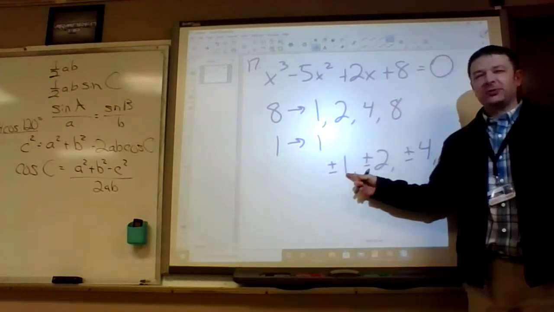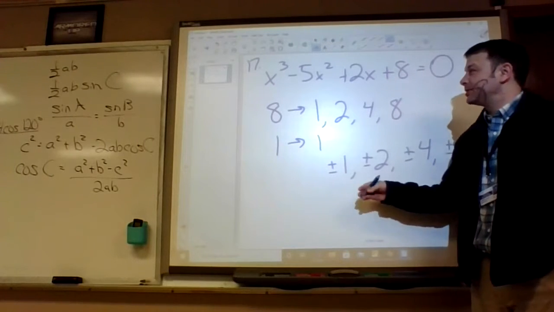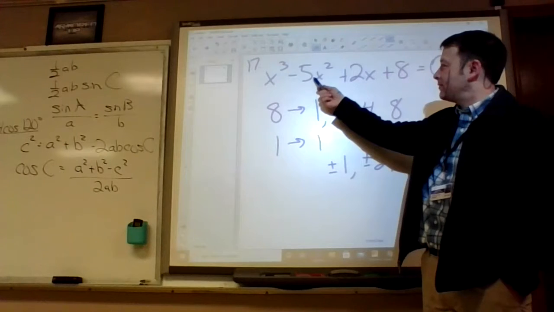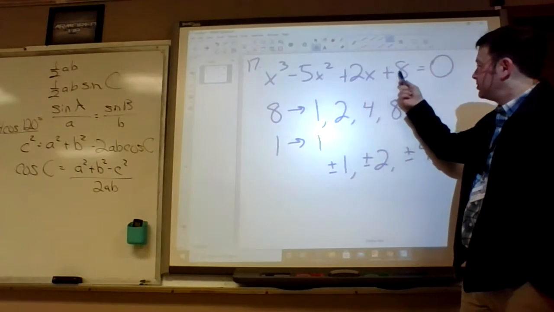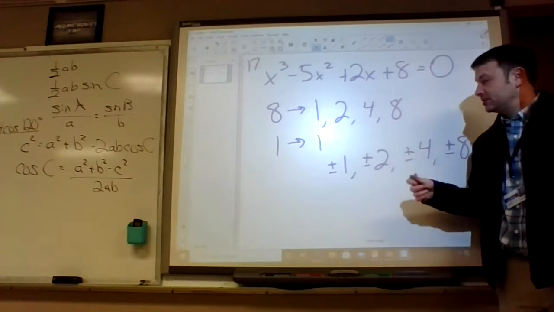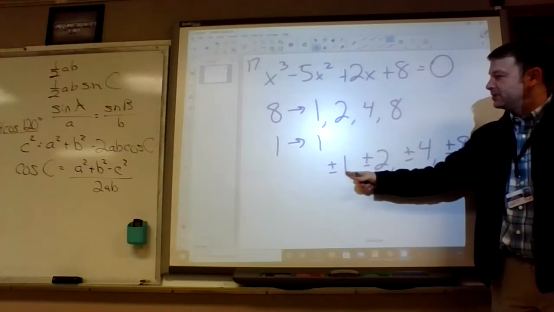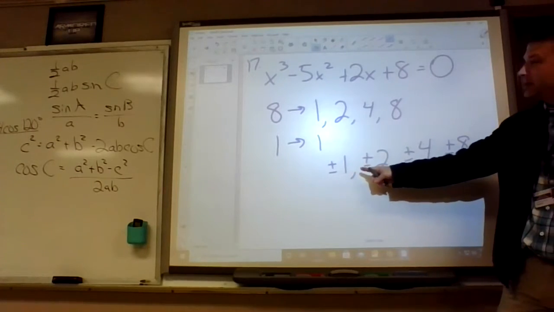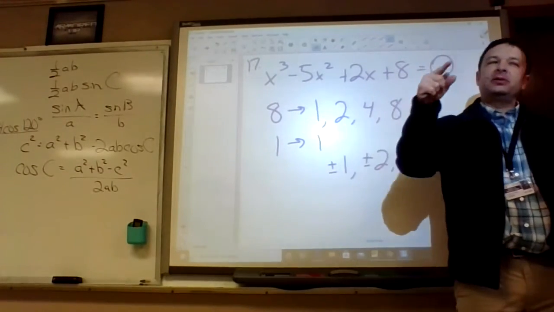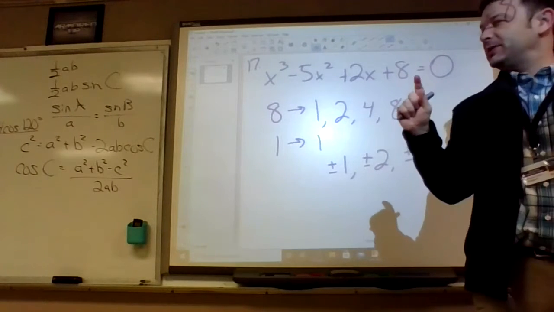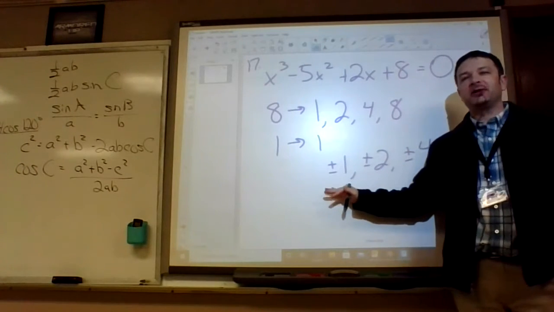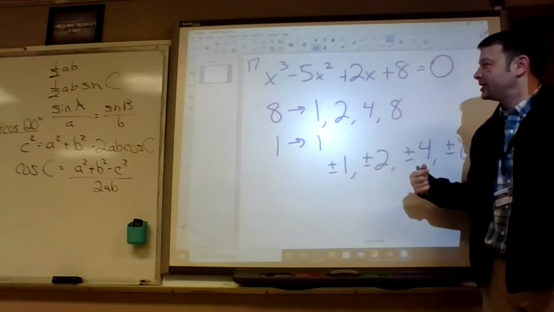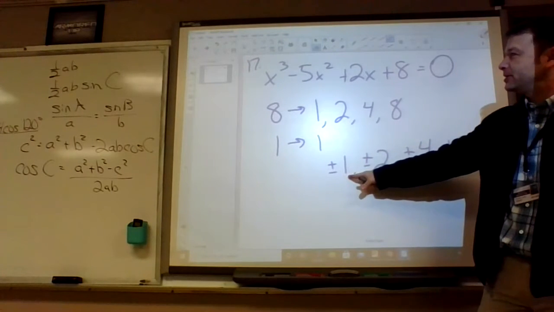Usually 1's the easiest to plug in, so let's plug in 1 and see if it works. If I plug in 1, I get 1 minus 5, negative 4, plus 2, negative 2, plus 8, 6. Nope, doesn't work. Cross that one. Now I'm going to try negative 1. Before I forget, here's another trick. Sometimes it's possible to have something called a double root, which means one answer works twice. I don't think they did that to us though.